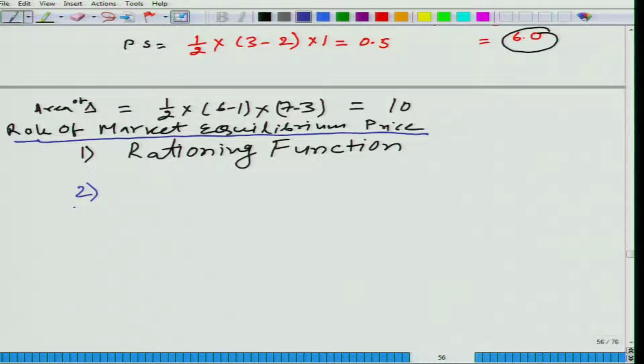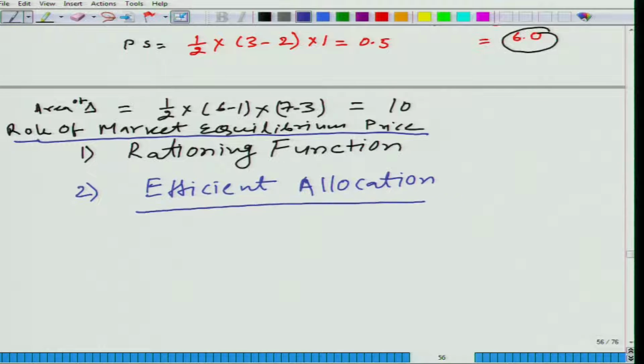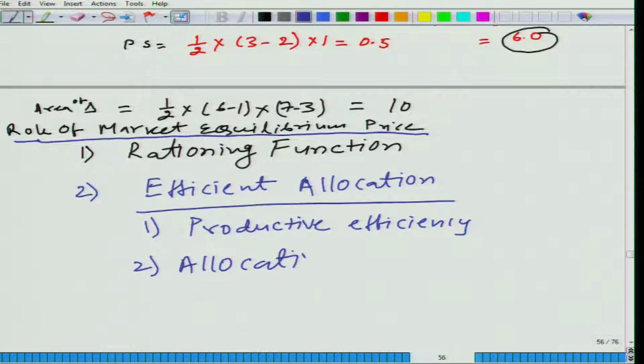Now, the second role that I want to talk about is efficient allocation. And in efficient allocation I will talk about efficiency: first, something called productive efficiency, and then allocative efficiency. Because we are talking about a large number of buyers and a large number of sellers, sellers are competing against each other to sell their own product.